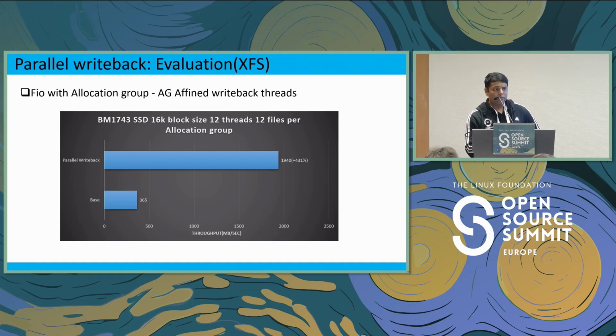The files from various allocation groups will be written concurrently. That's how more parallelism will be achieved by XFS. So that way, we see that if we submit the IOs to various files in different directories, which means that we are submitting IOs to different allocation groups, then we see a very good improvement in the IOPS. So this is about assigning the write-back threads to an allocation group of XFS.